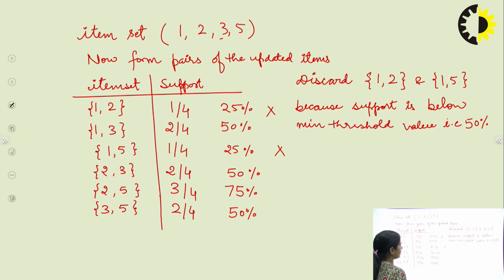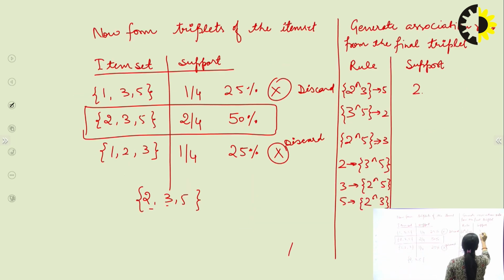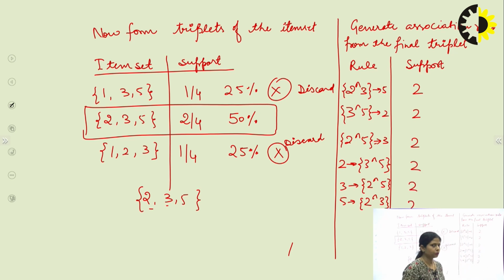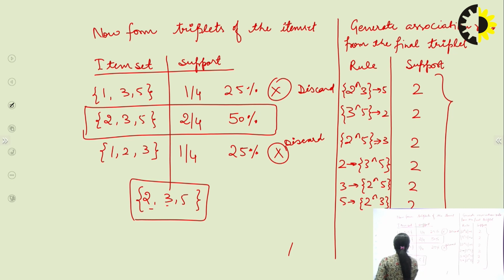From the previous tables, we can see the support for the 2 and 3 we have seen, that is 2. 2 and 3 gives us 5, that is 2. From the same table, we can identify 3 and 5 gives us 2, again 2. 2 and 5 gives us 3, again 2, 2, 2 and 2. Why it is 2? Because all the rules are originated by the same triplet and the support of that triplet is 2. And the support of this triplet is what? That is 2. So, that is why we have taken support for all the rules, that is 2, right.